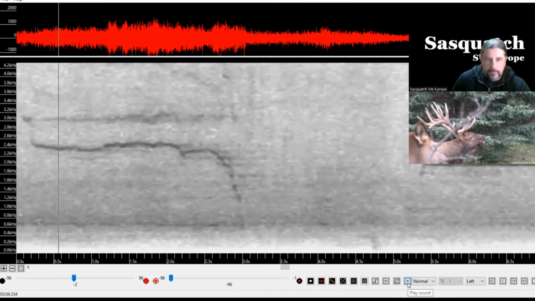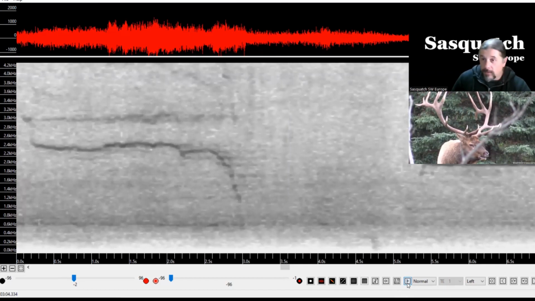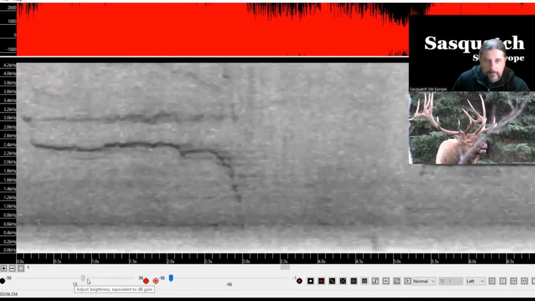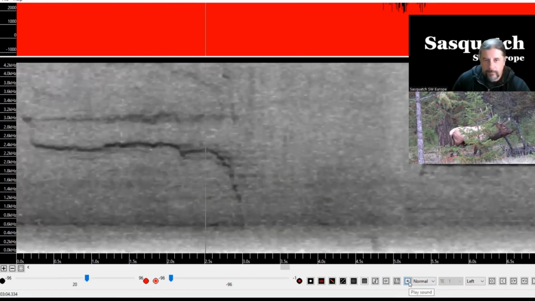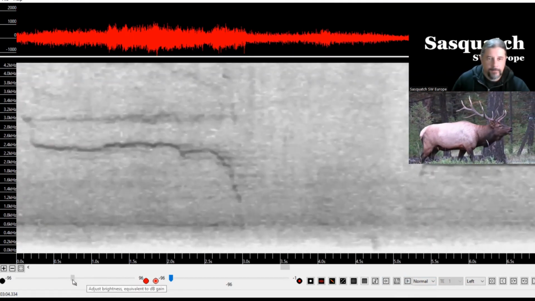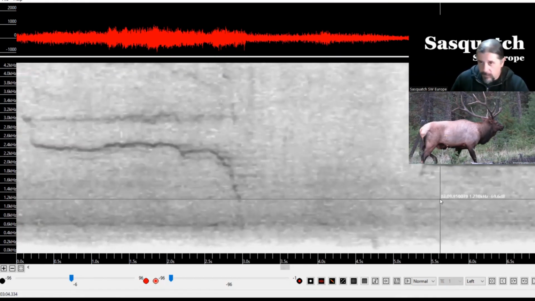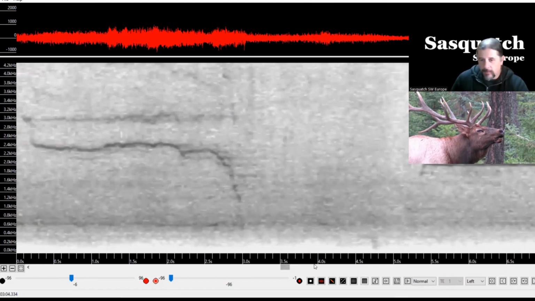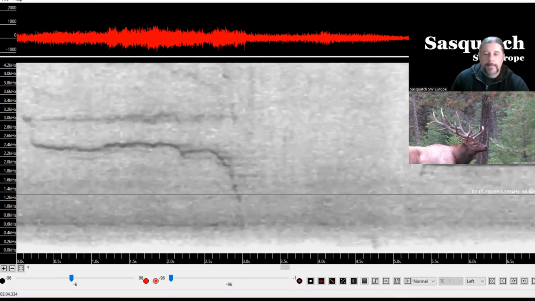So let me show you guys. It looks like a whistle or a scream. I'm going to enhance it. Okay, put it normal again. Okay, so this is a lot of male bugles. There are a lot more in this file.